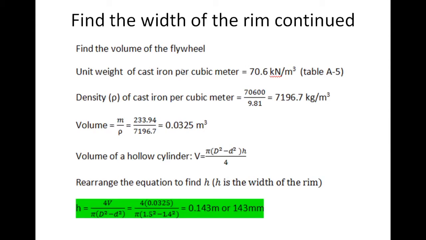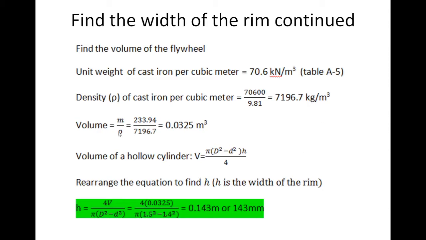So in order to solve this problem, what we really need is to figure out what the volume is. Volume is going to help us find the height or the width here. So the unit weight of cast iron per cubic meter is given as 70.6 kilonewtons. To find the density, we're going to take that value and divide it by gravity, and you end up with a density of 7196.7 kilograms per cubic meter.